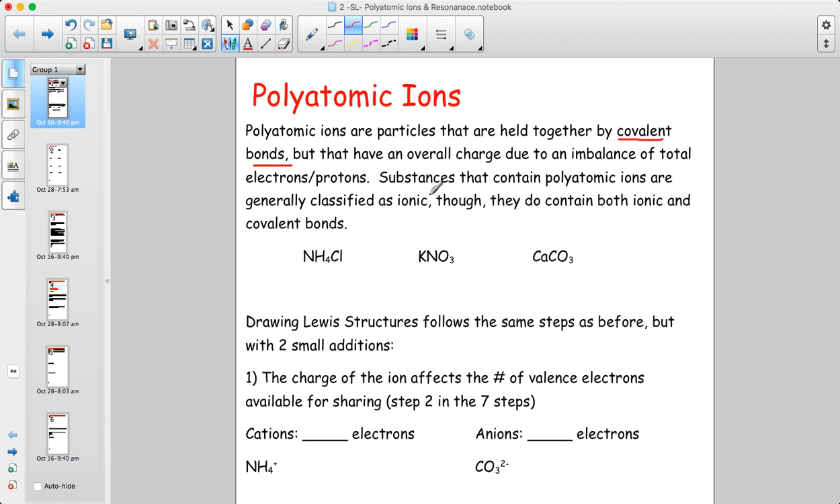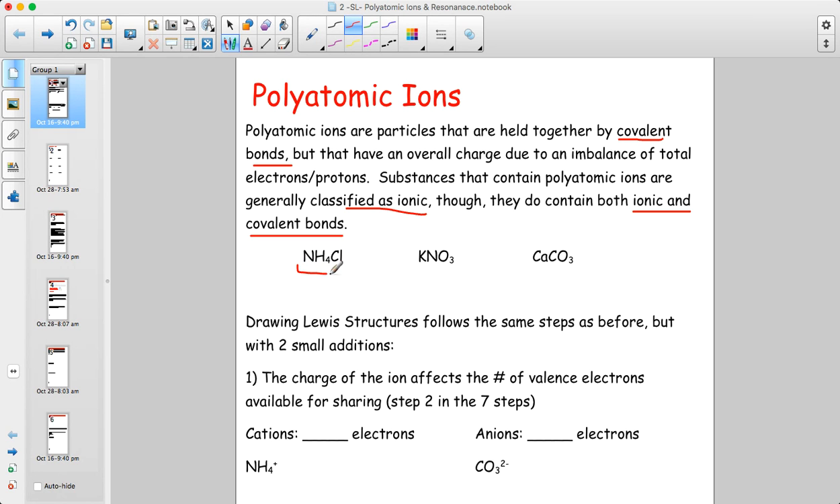The substances that have these polyatomic ions in them are classified as ionic compounds. So normally when we talk about them, we're talking about them as ions, but sometimes the IB will like to throw a question at you to ask you about which of the following contain both ionic and covalent bonds. And if you get a question like that, usually it's on paper 1, where you're looking for both ionic and covalent bonds, then you're looking for the presence of a polyatomic ion.